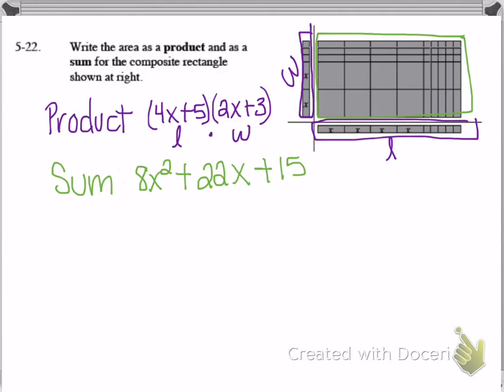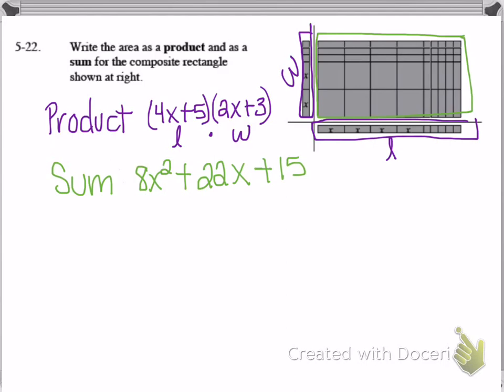Here's the answer for writing the area of this rectangle as both a product and as a sum. Remember that a product needs to be written with parentheses and that it represents the length times the width to get the area for this rectangle. The sum is what the rectangle is composed of. So the algebra tiles that make up that rectangle, and that's where you can see your 8x squareds, your 22x's, and your 15 ones. Now, I told you in the beginning of this video that we're going to move away from algebra tiles, and here's how we're going to do that.